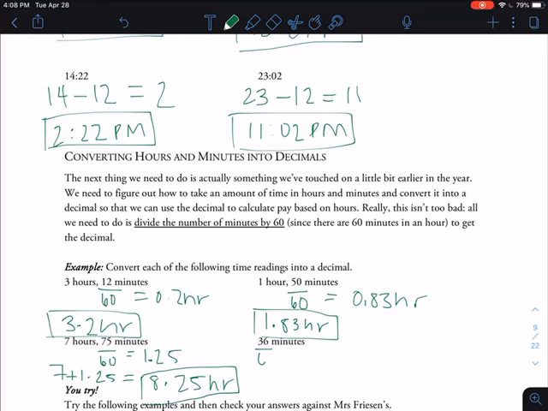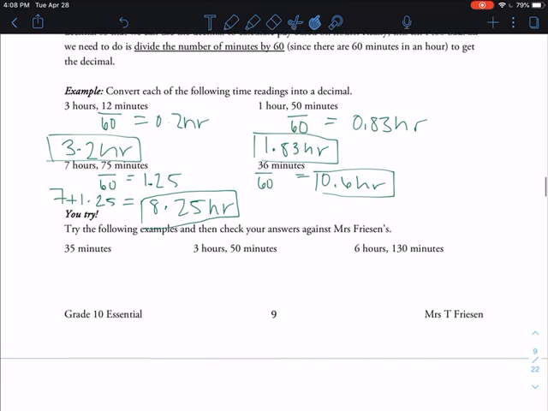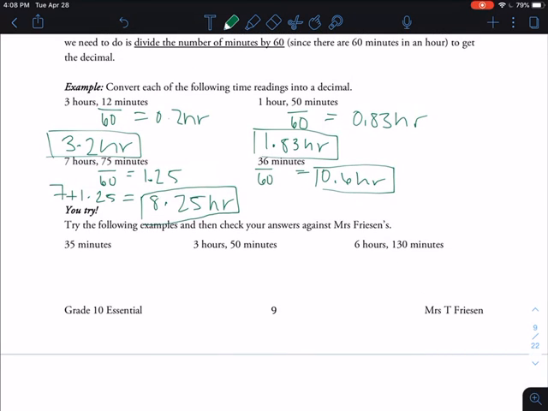Okay, and in this case, you can see that the difference here is that we don't actually have another hour to go with it. It was just 36 minutes. And because that's less than 1 hour, our final reading is also going to be less than 1 hour, right? 0.6 of an hour. Okay, there we go. I'm going to write in these answers. You should try them right now, and then you can check them against mine.